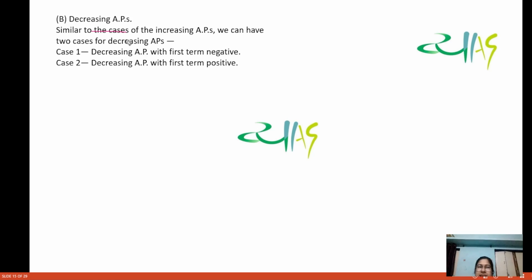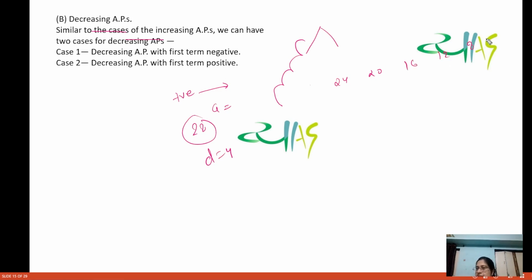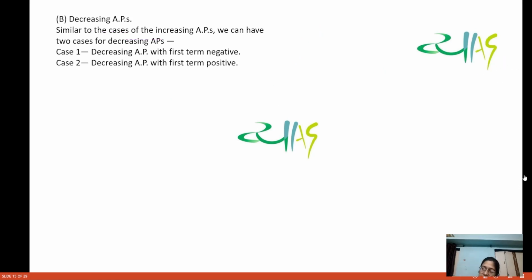Now see, we have decreasing APs. What are decreasing AP? कि पहला term positive है ना? And then देखिए decreasing AP का तो ये है कि your AP will go on decreasing, है ना? So you will go on subtracting a common difference. So for example 28 आपका first term है, common difference आपका 4 है, और ये decreasing AP है, तो आपका next term क्या हो जाएगा? 24, then 20, then obviously 16, then 12, then 8, then 4, then 0, then minus 4, and so on. Okay, so I hope you are familiar with this.